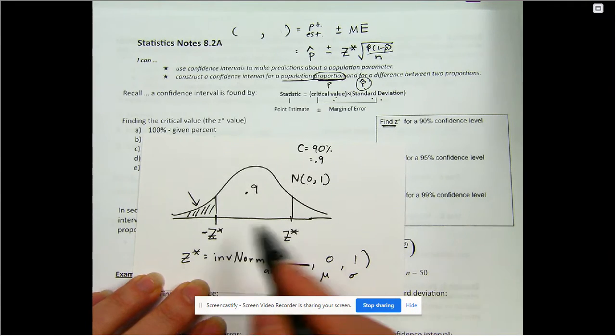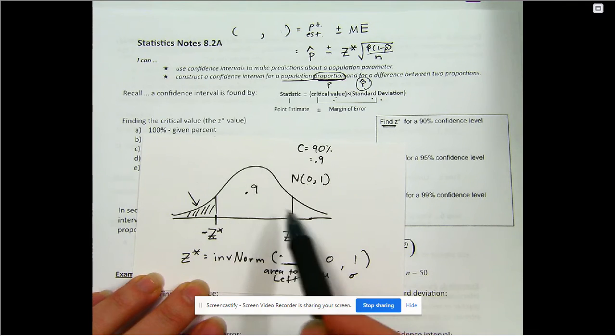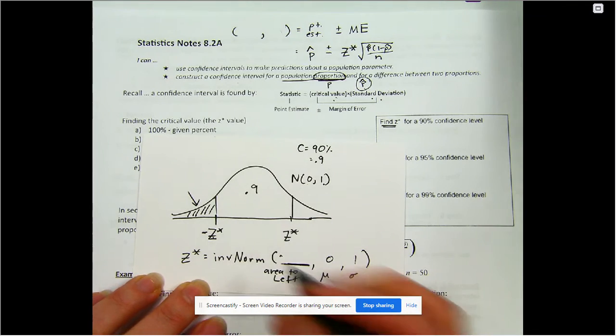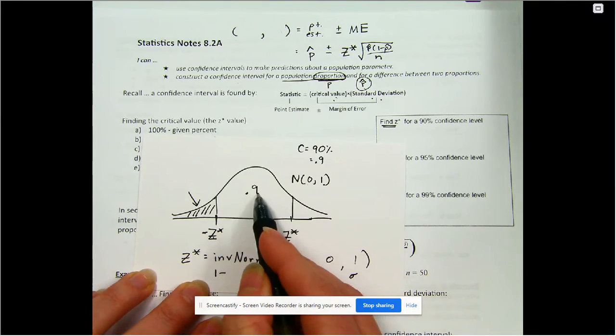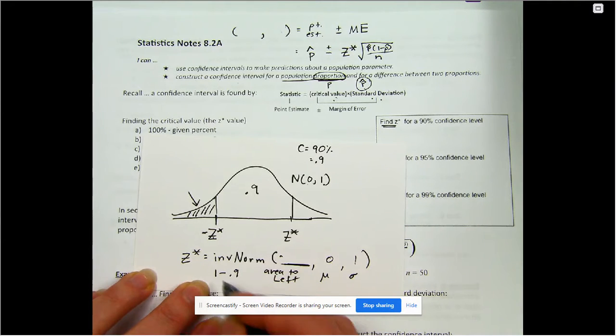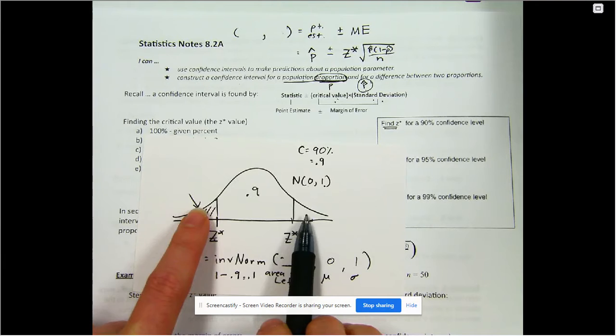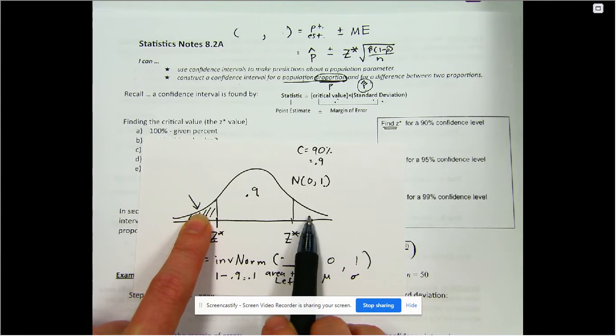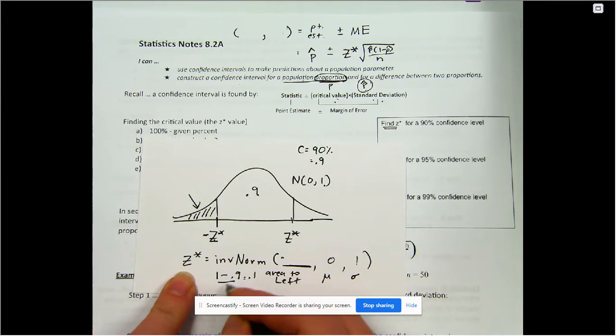So the way that we're going to do that is we know that this adds up to 1, so I'm going to go 1 minus my C, my 0.9, and I get 0.1. But 0.1 would be both of these areas, and I only want one of them. The normal curve is symmetric, so if I only want this left tail, this area here, I can simply divide by 2, and I get 0.05.